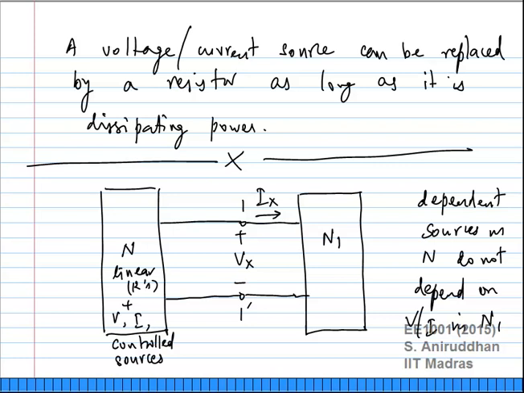We did not place any restriction on N1. The only restriction was on N. We are saying N should contain these types of elements. The other restriction we made was that any control sources in N should not depend on outside voltages or currents. So in this particular case, it should not depend on voltages and currents in N1.